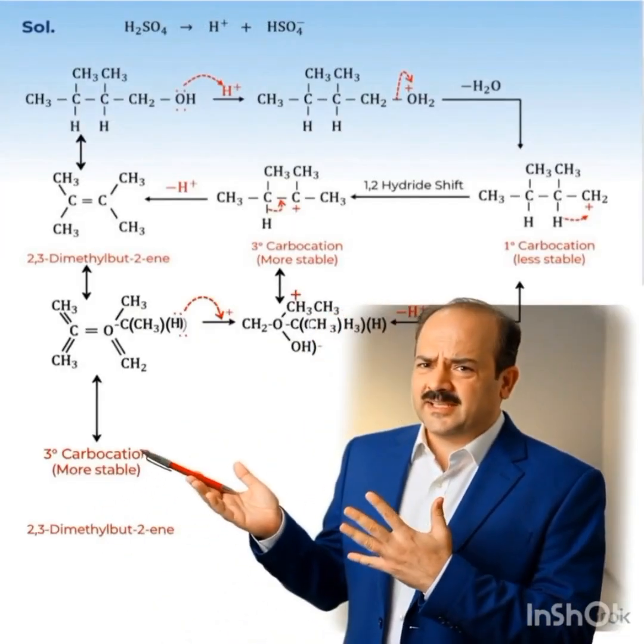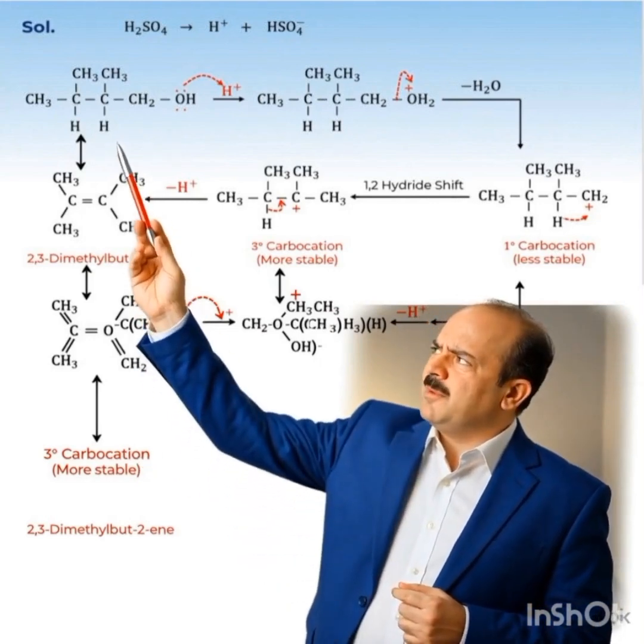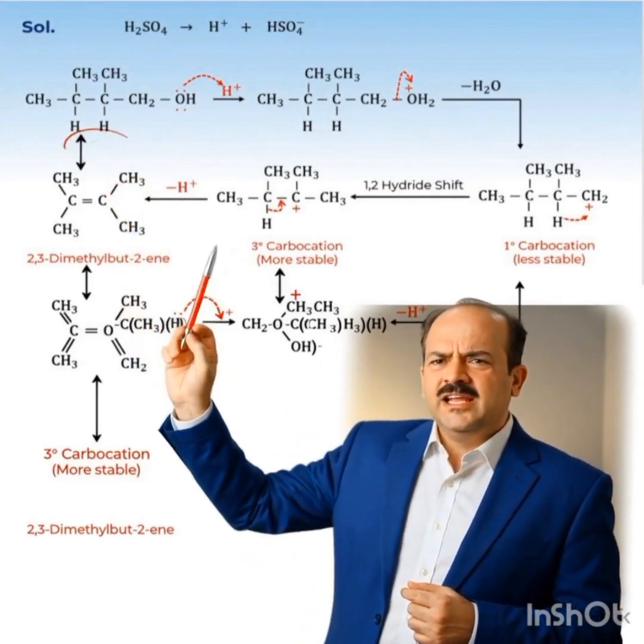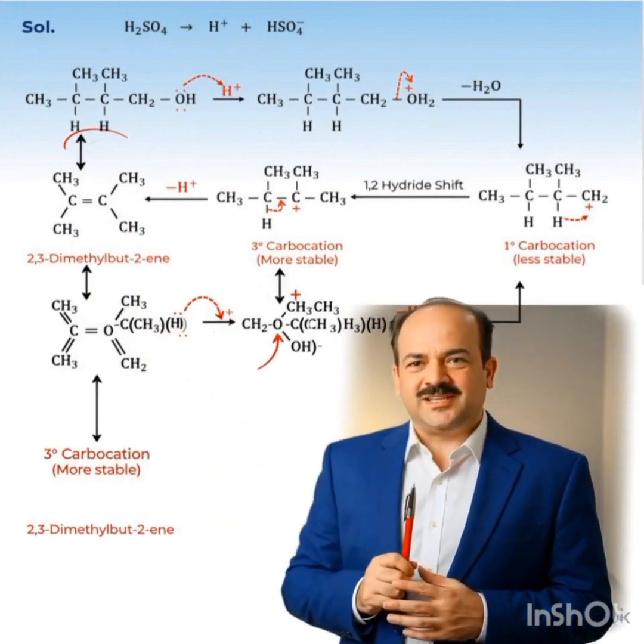Okay, let's look at this mechanism. First, the alcohol is protonated by the acid. Then water leaves, forming a primary carbocation. This is followed by a hydride shift, creating the most stable tertiary carbocation ion.